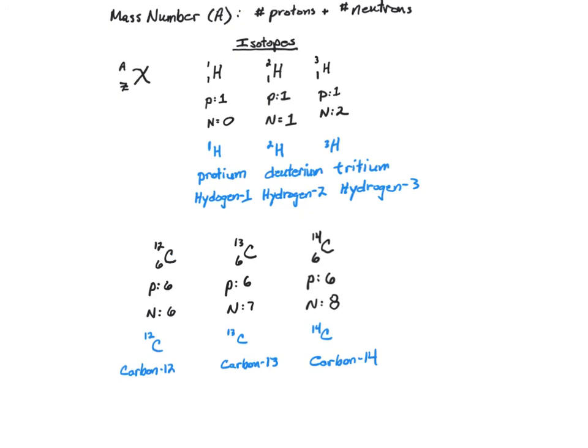But this is how we can use the chemical symbol, along with its mass number and atomic number, to start to figure out the structure, or at least how many of each type of particle are present in a given atom.